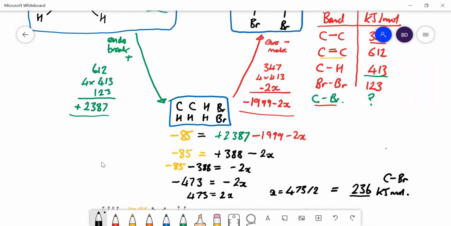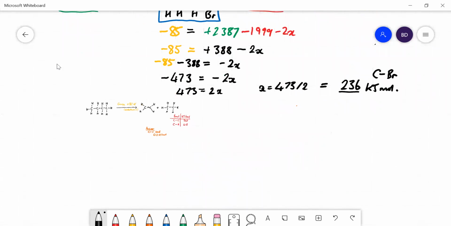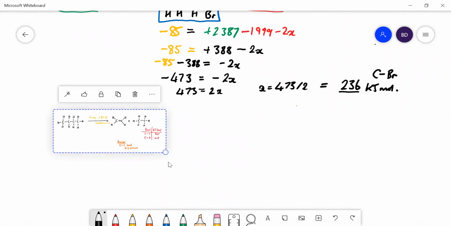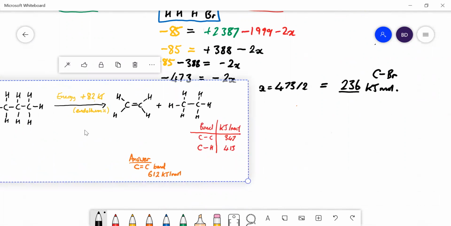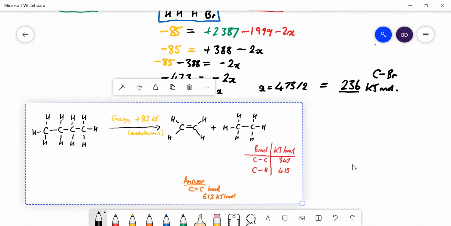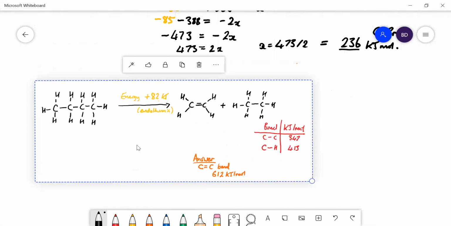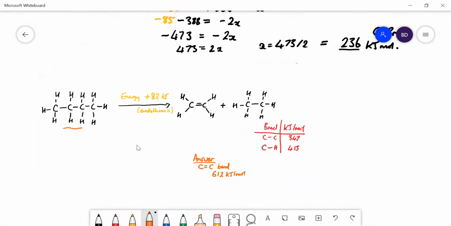Right, if you want to do another one of those, I'm not going to go through it, but I've got this here. Can you have a look at it? This reaction is actually butane, which is this C4H10 here, a larger hydrocarbon, a larger alkane, and we're going to break it down into an alkene, ethene, and an alkane, ethane. That's actually cracking, a cracking reaction if you've done that. It doesn't really matter what it is, but this one is an endothermic reaction. It's plus 82 kilojoules.